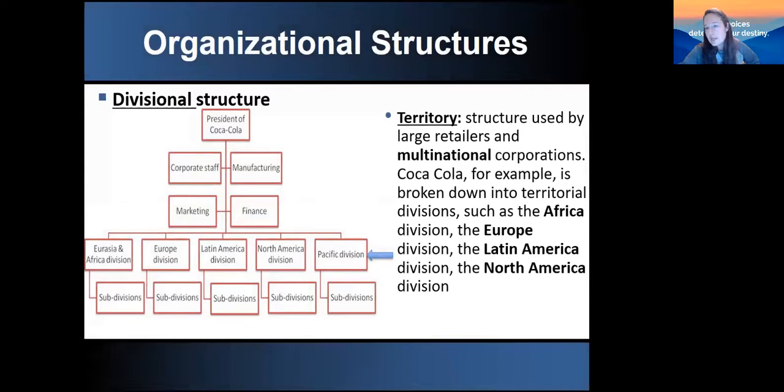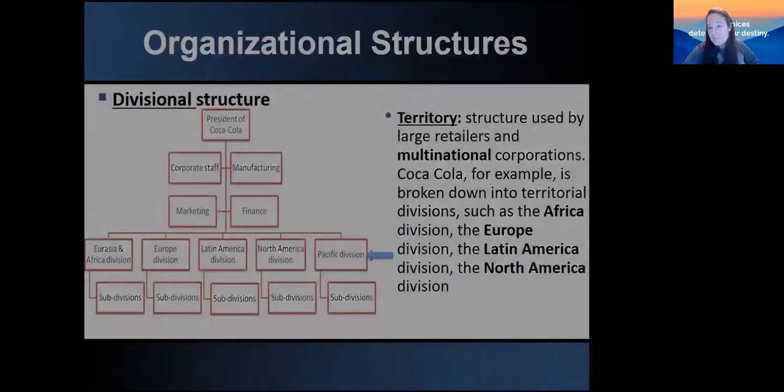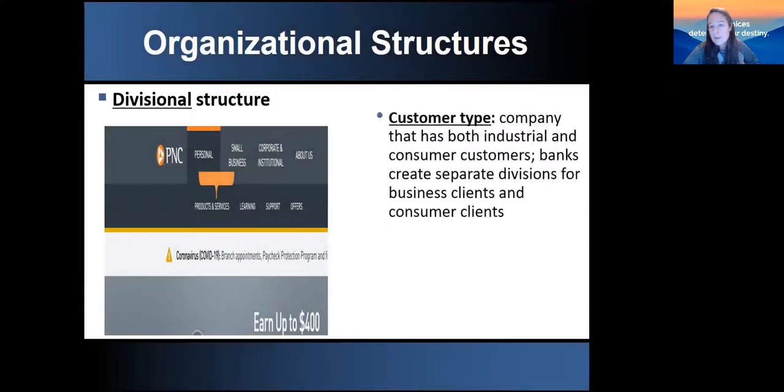They also can be divided by territory. So in different countries, in different continents, like Coca-Cola has an African division, European division, Latin American division, North American division. And then by customer type. So like a bank not only has customers like you and I, but they have small businesses and also big corporate clients as well.